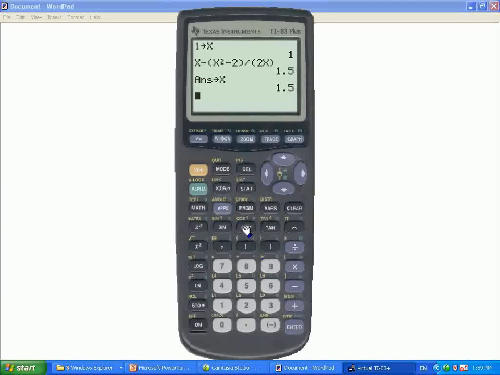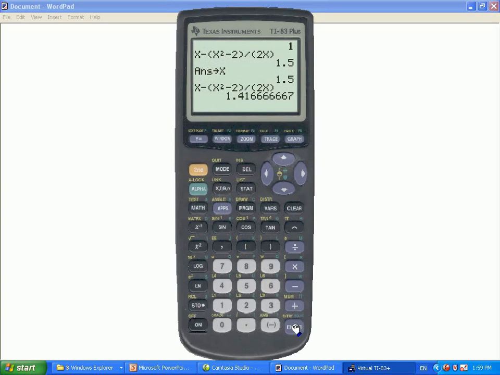So the entry key, I press second enter. I press second enter again. And there's my formula now with the 1.5 in there for x. So when I press enter, then I get 1.41666, etc. Store this one into x, enter. So it's there. Second enter once. Second enter again. Press enter, and I get this, 4142.